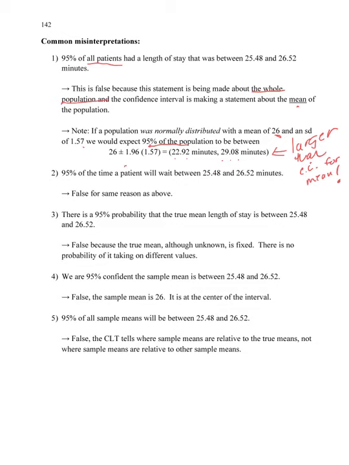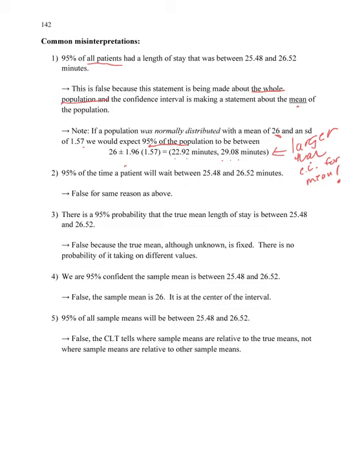A second misinterpretation is along the same lines, would be to say something like 95% of the time a patient will wait in that interval. Okay, so again, that's not saying that 95% of the patients are going to wait almost exactly 26 minutes. No, they're going to be much more spread out. That's, again, where the mean is.